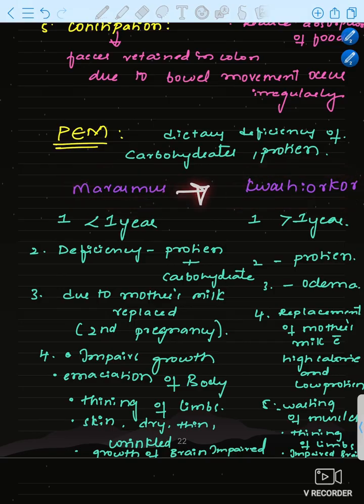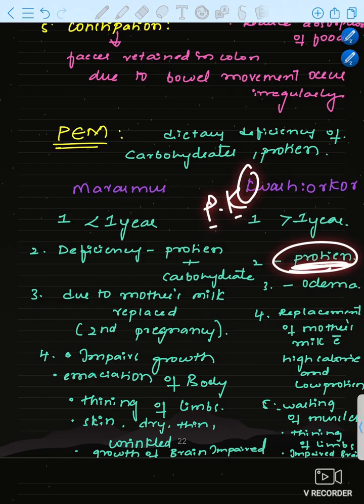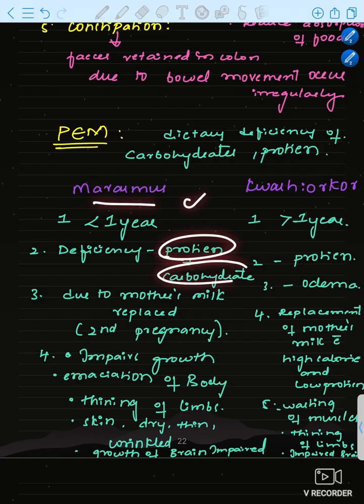Marasmus occurs in less than 1 year. Kwashiorkor occurs in more than 1 year. I think people will have difficulty remembering which is protein deficiency and which is carbohydrate and protein deficiency. Even I was confused many times, but my teacher told me a mnemonic: PK means Pavan Kalyan, protein and kwashiorkor. PK, Pavan Kalyan: protein deficiency is in kwashiorkor, and deficiency of protein and carbohydrate is in marasmus.